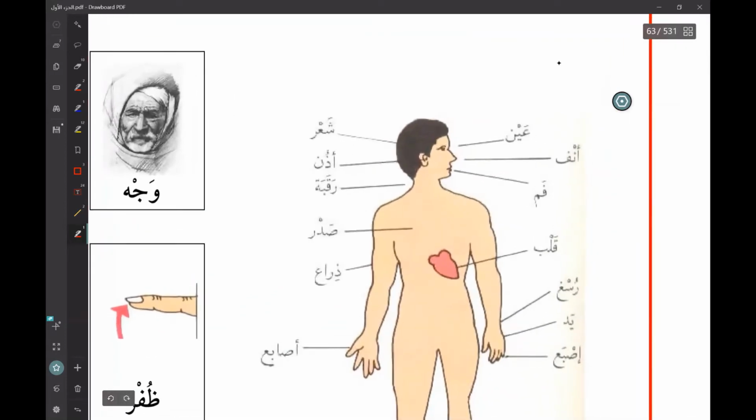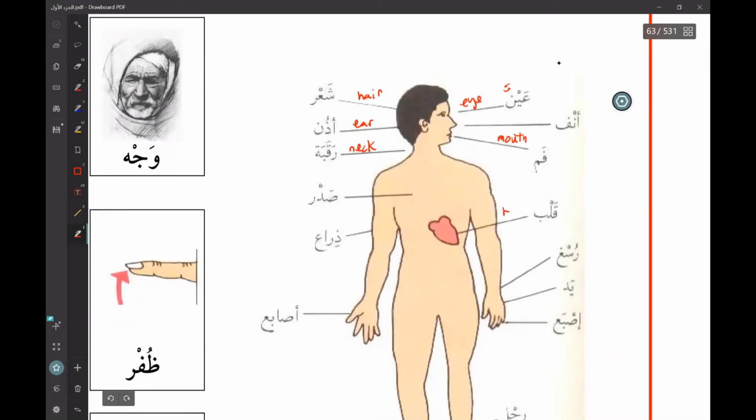We have ayn. Aynun is what? Eye. Okay. Sha'r is hair. Udhun is ear. Then we have fam, which is mouth. Okay. Then we have raqaba. Raqaba is neck. Then we have qalb. Qalb is heart. Okay. Sadr. Sadr is chest.